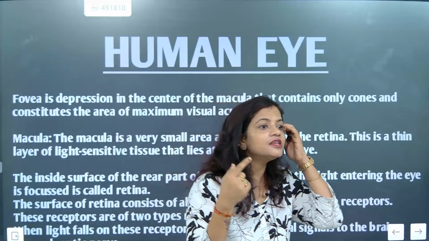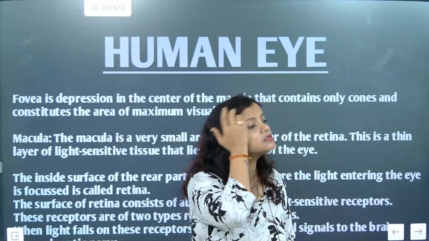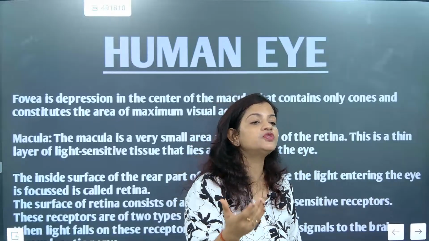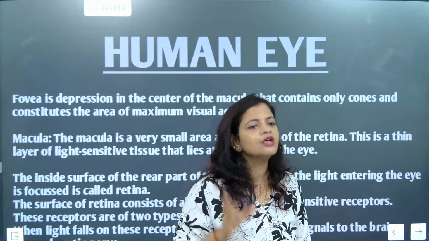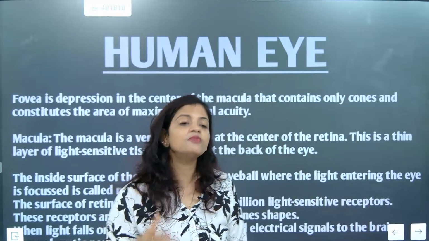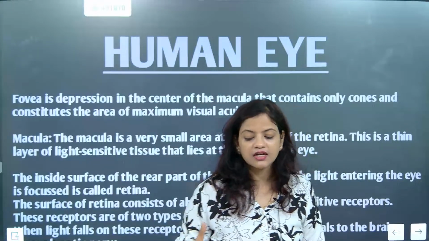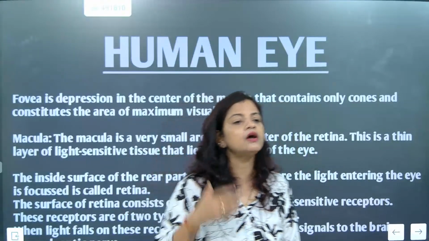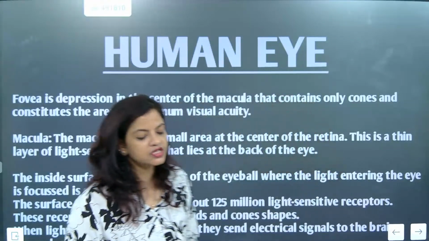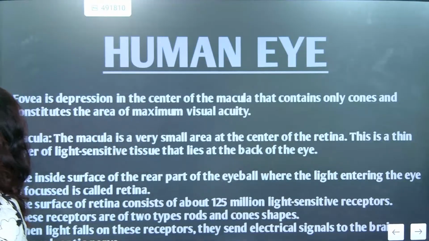Cones will be exactly making it visually colorful. Understood? So the color sensation will be because of cones. The color sensation will be because of what, beta? Cones. So we must remember this one. So rods and cones are there.